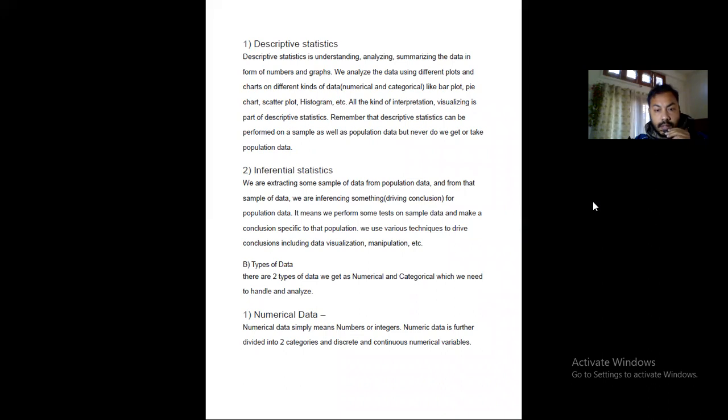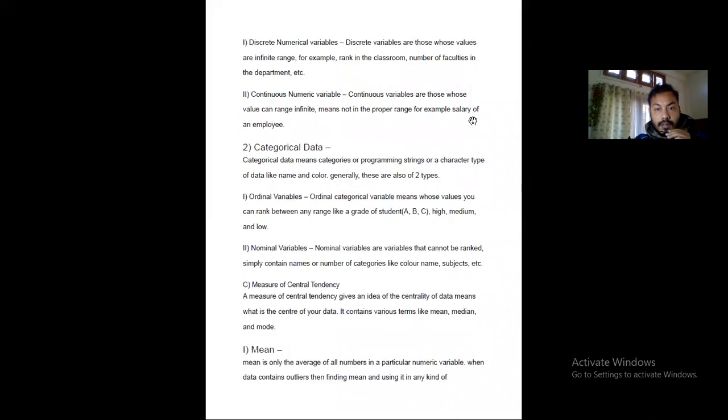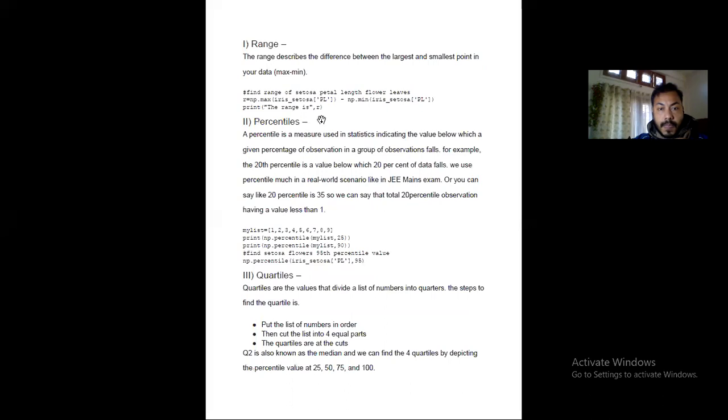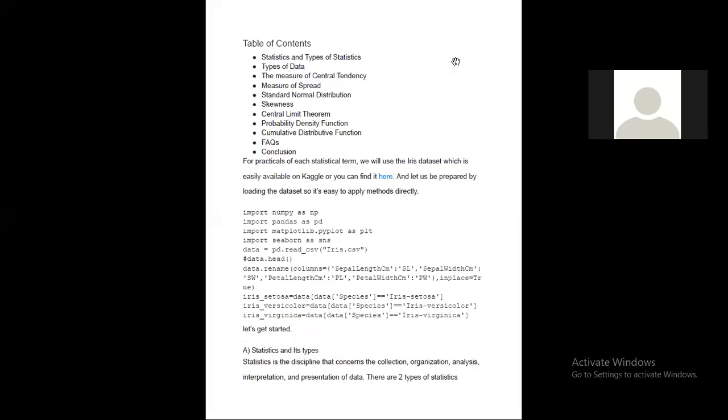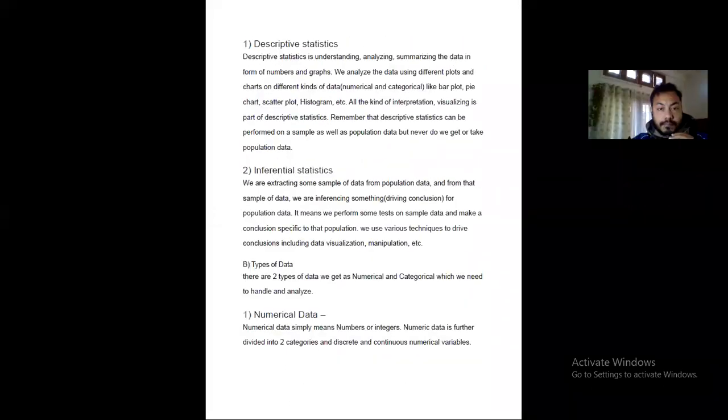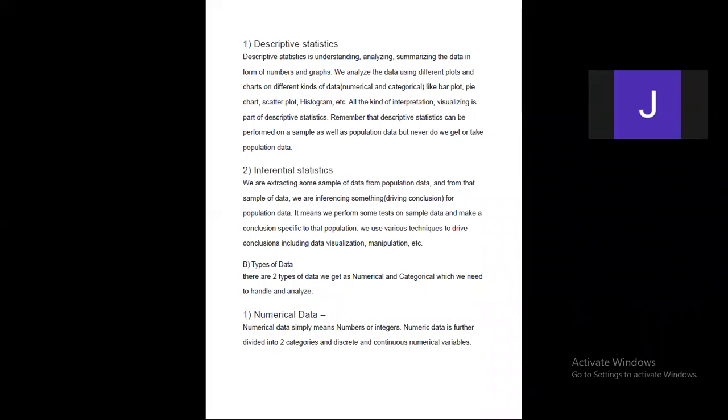And till now we have discussed different types of statistics, descriptive statistics and inferential statistics, and then in the last class we have discussed the types of data. Can you tell me what are the different types of data that we have discussed in the last class?